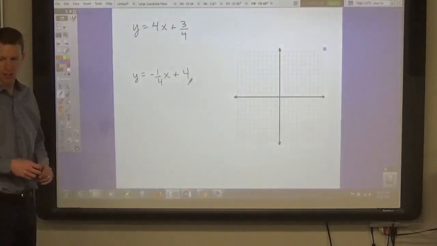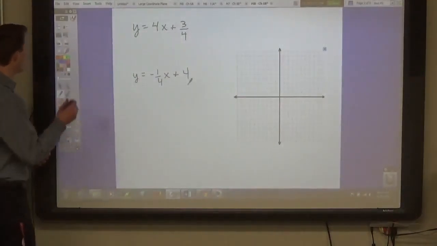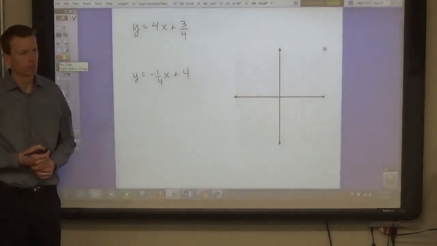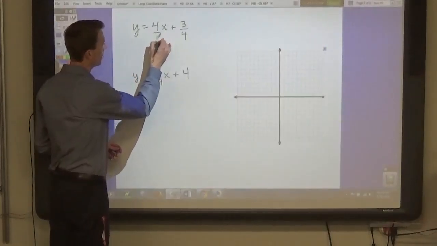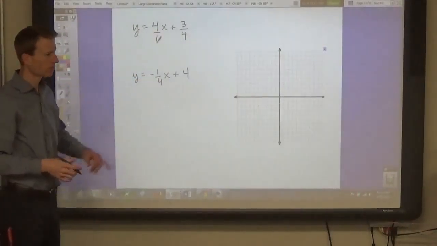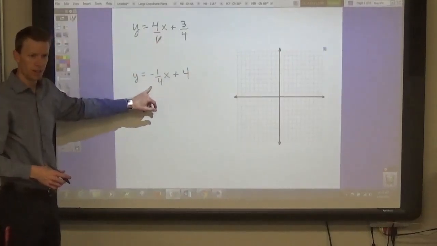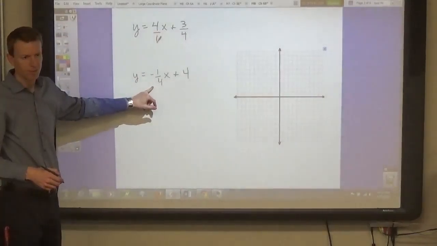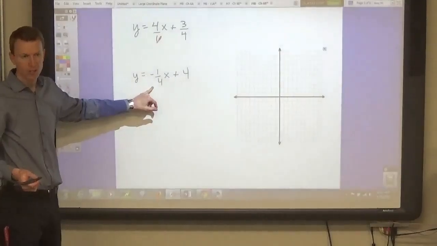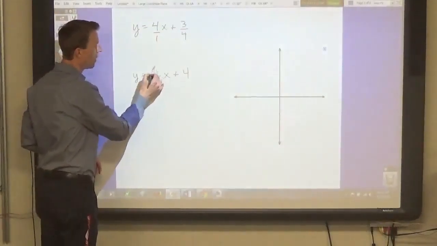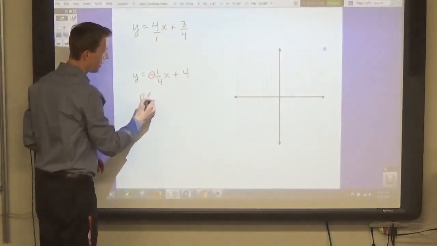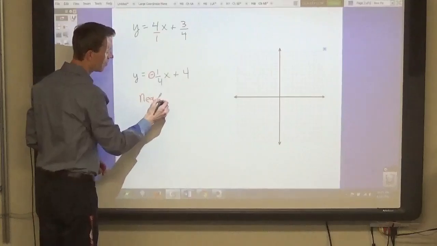Let's take a look at these two equations. What is the slope in the first one? Slope of the first one is 4 over 1. Yep. What's the slope in the second one? Negative 1/4. What would you call those two? Reciprocals. One is negative, one is positive. Great, so they are negative reciprocals.